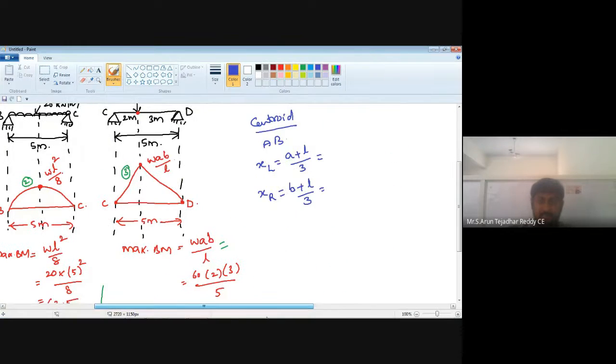A is 2 meter plus B is 3 meter. And what about the L? L we have 6 meter, and here also 6 by 3. Now what about XL and XR? That is 2.67, and here it is 3.33 meter. Okay, so this is the centroid of AB. Next, calculate the centroid of BC.